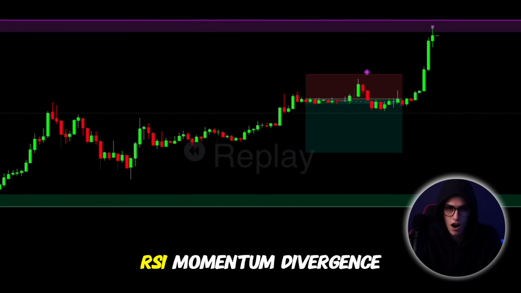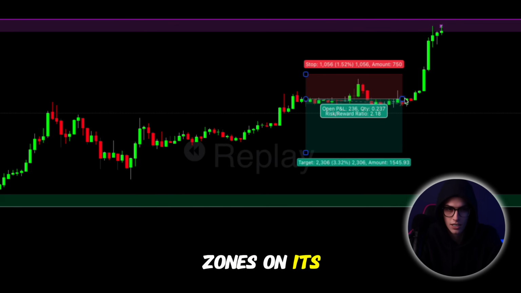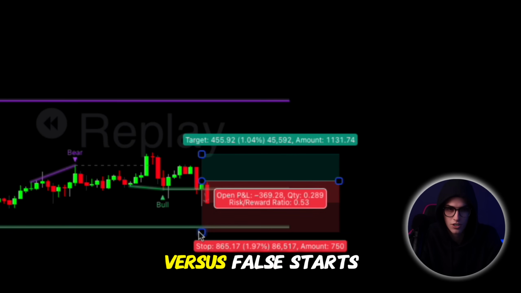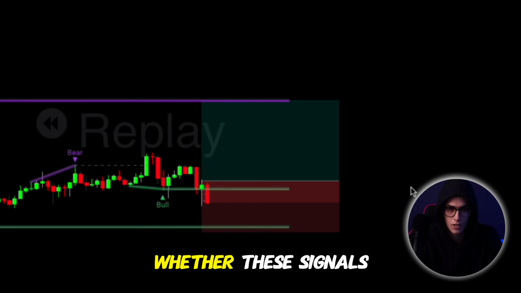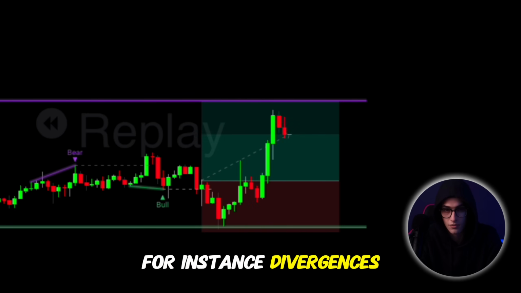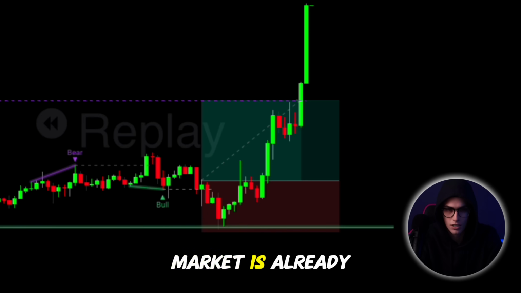Next, move to the RSI Momentum Divergence zones on its own. Again, in replay mode, check how many times bullish or bearish divergences led to meaningful reversals versus false starts. Pay attention to whether these signals work better in certain market conditions. For instance, divergences often perform better when the market is already stretched, and less so in a strong trend.